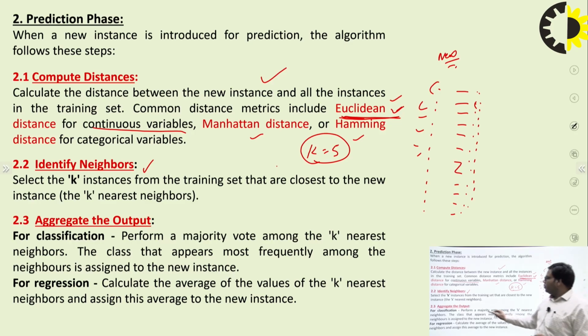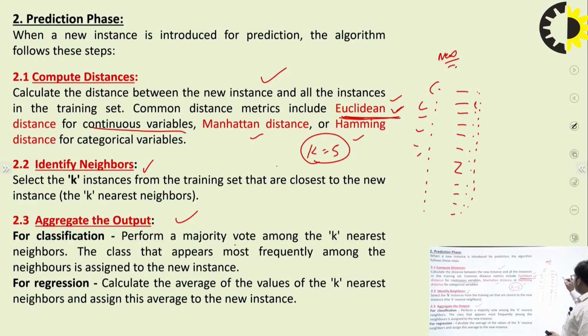Then the third part is making the final prediction, based on the aggregation of the output. In the case of classification, we just need to check the frequency of the existing outcome classes, which can be done using voting, also called the voting system. If k is equal to 5, we have to check all these 5 values to see which classes they are aligned to.